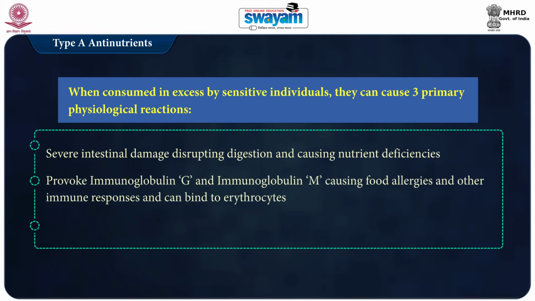Number two, provoke immunoglobulin G. Now, immunoglobulin G is an antibody that is found in all body fluids, as well as immunoglobulin M. This is an antibody which is found mainly in the blood and the lymph fluid, causing food allergies and other immune responses, and can bind to erythrocytes. The third one is they bind to erythrocytes simultaneously with immune factors, causing hemagglutination resulting in anemia.